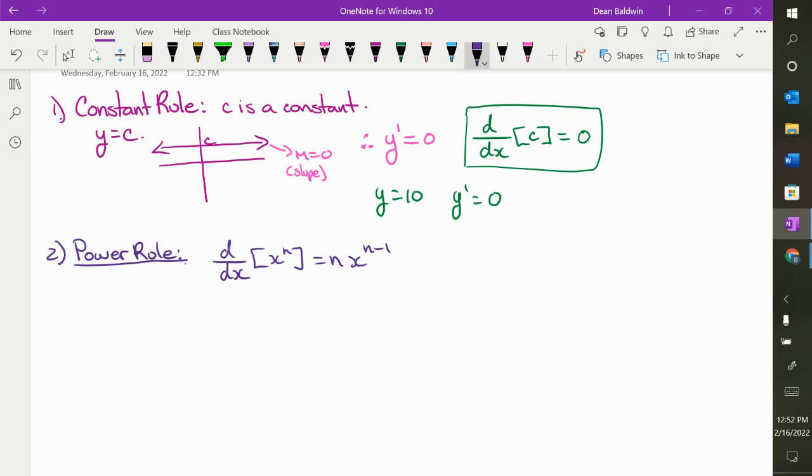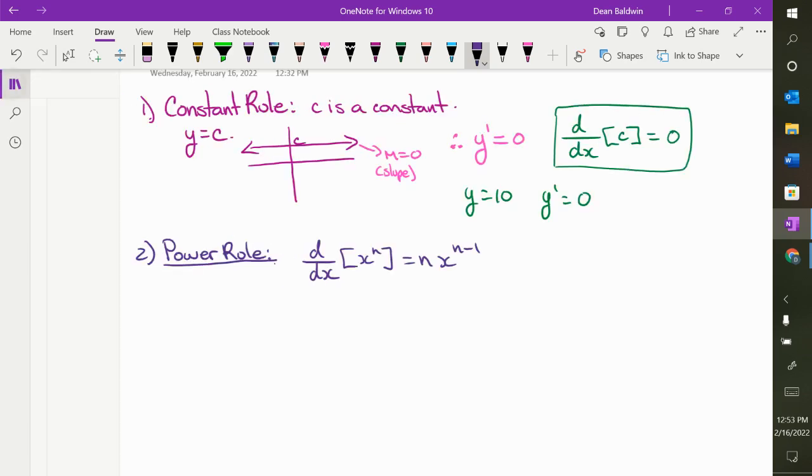Okay, it says the derivative of x to the n with respect to x is n x to the n minus 1. All you do is take the exponent, drop it down in front, that's where this n comes from, and take 1 away from the exponent that was already there. And that gives you the derivative. You don't have to do that limit definition. You don't have to do this. That takes forever.